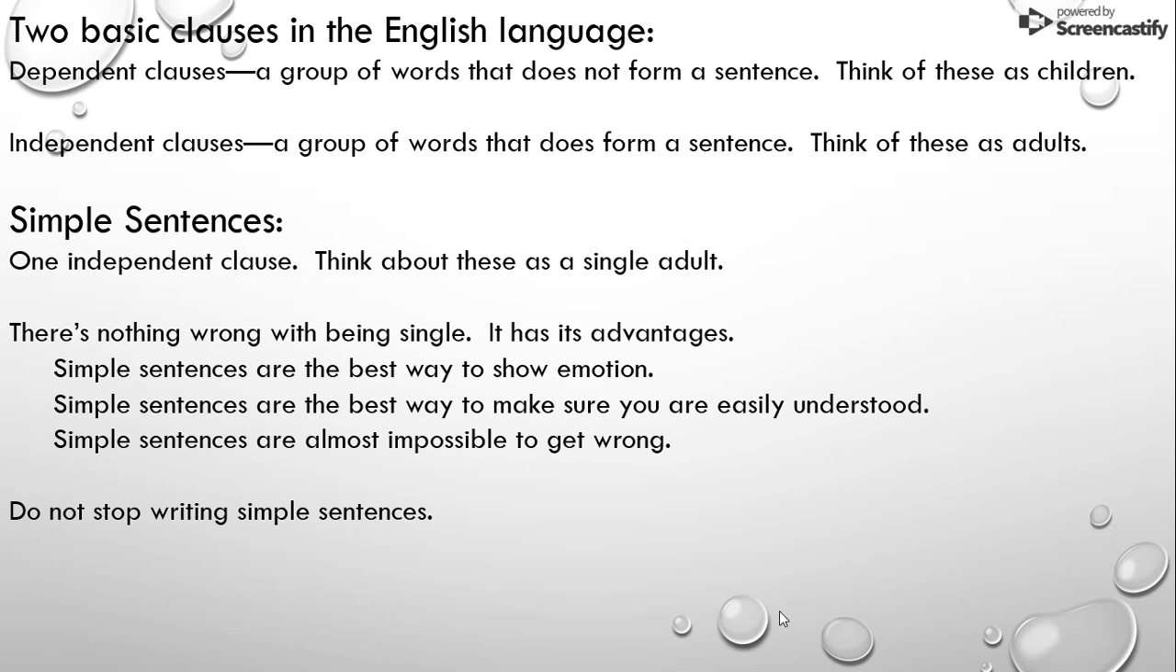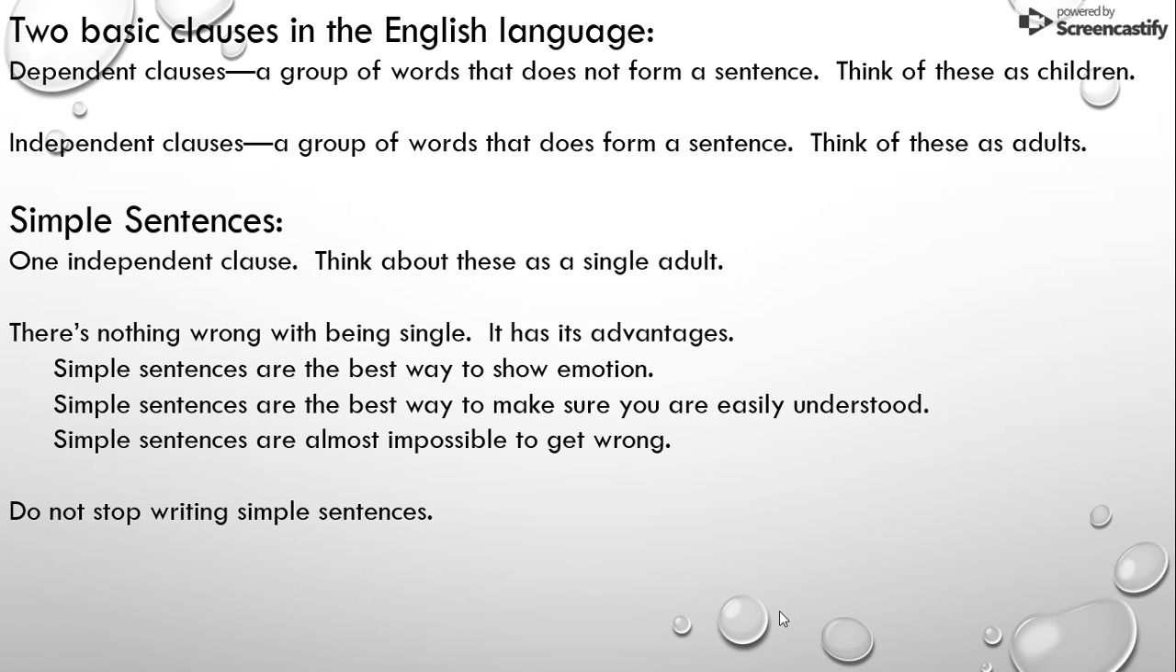So, before we can start talking about the different kinds of sentences that we want you to write, let's talk about the two basic clauses in the English language. The first kind of clause is what's known as a dependent clause. This is a group of words that does not form a sentence. I want you to think of these kinds of clauses as children. They're not quite ready to perform on their own. They're not able to pay bills. They're not able to cook their own food. They're not able to have jobs. They need somebody else in order to help them survive. So that's kind of how dependent clauses work.